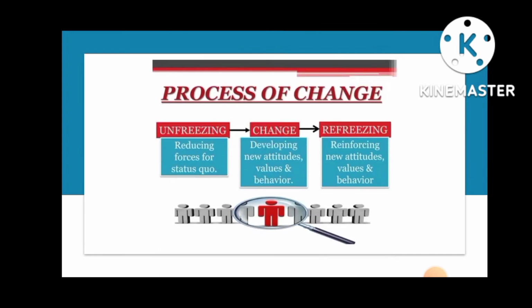So, the process of change. I have here another figure. We have the unfreezing, which means reducing forces for status quo. Then we have an arrow going to change. Change means developing new attitudes, values, and behavior. And we have refreezing, reinforcing new attitudes, values, and behavior. As you can see, all the people in the drawing are colored gray, while one person in the middle is colored red. That is the symbol of change.